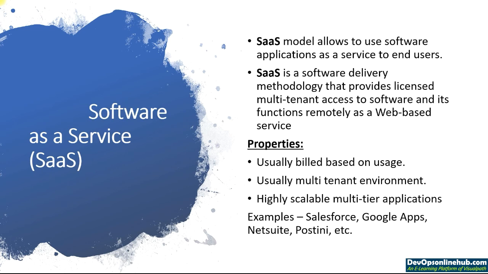Next, we come to the software as a service model. Software as a service provides the end commodity as an application that the user can directly access, and it is a software development methodology that provides licensed multi-tenant access to software and its functions remotely as web-based services. Some of the properties include that they are billed based on the usage or the consumption of the application.